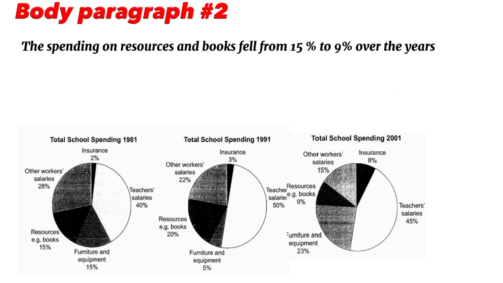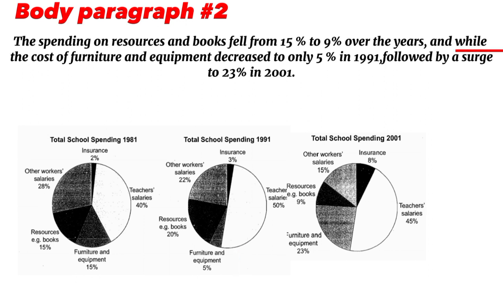So next comes the furniture and equipment as well as the insurance. Here you can see the furniture and equipment decreases from 15% to 5%, and then it increases to 23% in 2001. So here we can write, while the cost of furniture and equipment decreased to only 5% in 1991, followed by a surge to 23% in 2001. Observe here closely that this time I didn't mention the percentage of the total school spending in the first chart, that is 15%. I directly said it fell to 5%. The same reason, we don't want to mention every single data.